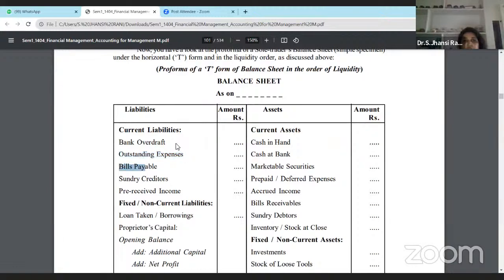Next, we have bills payable. So why are we calling them current liabilities? Because these are liabilities which can be paid within a period of 12 months. The liabilities which can be paid or cleared within a period of 12 months or 1 year, we call them current liabilities. So these are called current liabilities. These are not the only current liabilities. Based on the question, we have to understand whether it's a current liability or a non-current liability.